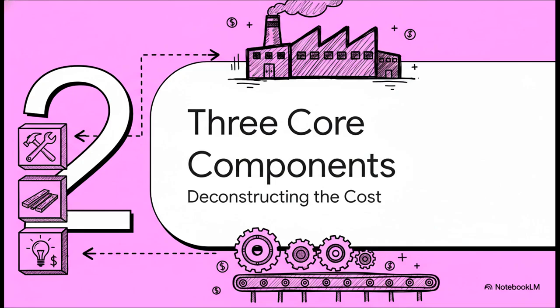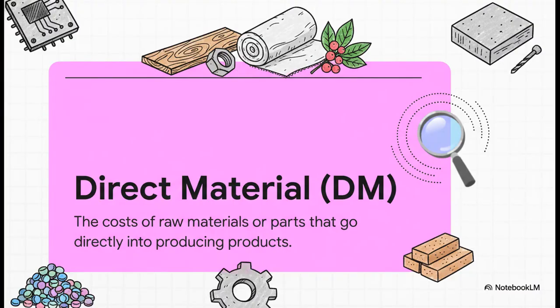Okay, so let's pop the hood and look at those three components. We're going to take the total cost apart, piece by piece, so we can really see what it's made of. First up, we've got direct materials. This one's the most intuitive, right? It's the actual physical stuff that becomes the product you're selling. It's the core ingredients, the main event.